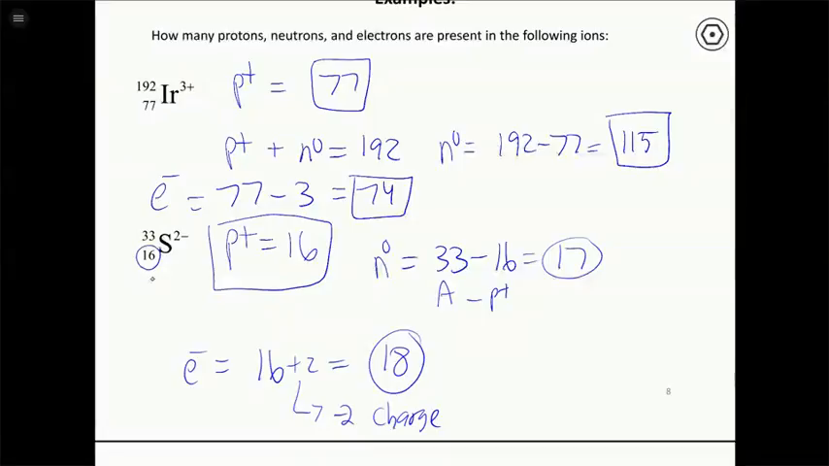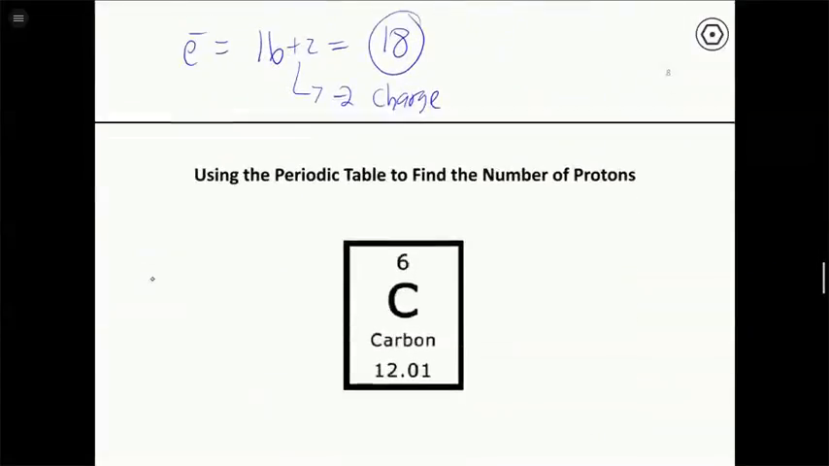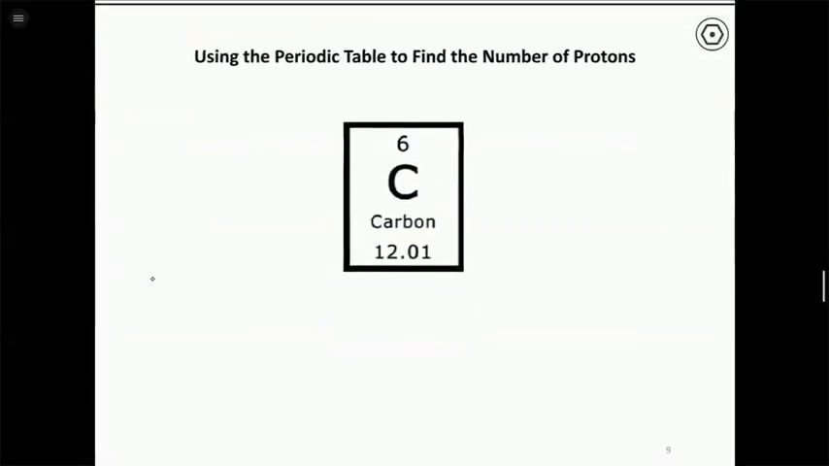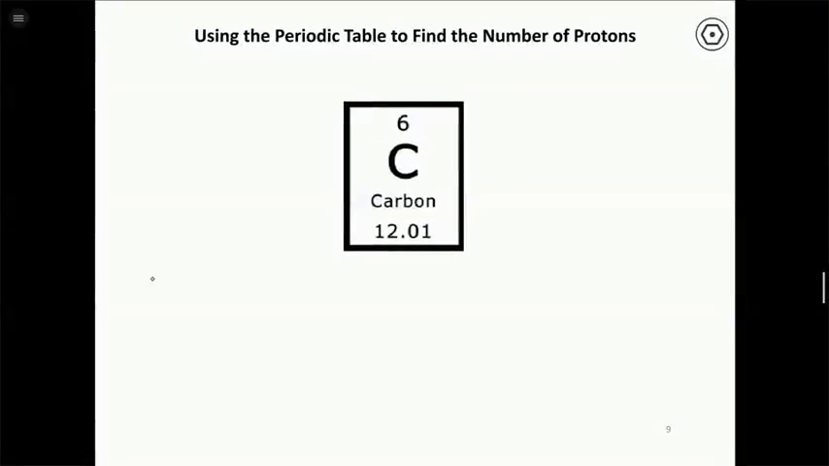We should be vaguely familiar with this document called the periodic table. We're going to use it a lot in this course. And you can use the periodic table to help you find the number of protons in an element. So we're going to talk a lot more about the structure of the periodic table later on, but just so you know, this is an option you have at your disposal.